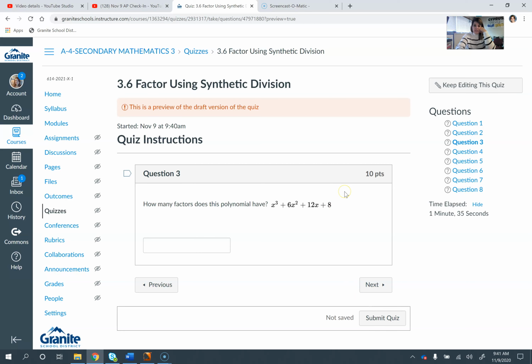Number 3 should hopefully be an easy question. You just need to type in a number. So do you think it has 1 factor, 2 factors, 3 factors, 4 factors? If you think it has 5 factors, you'll type in a 5.